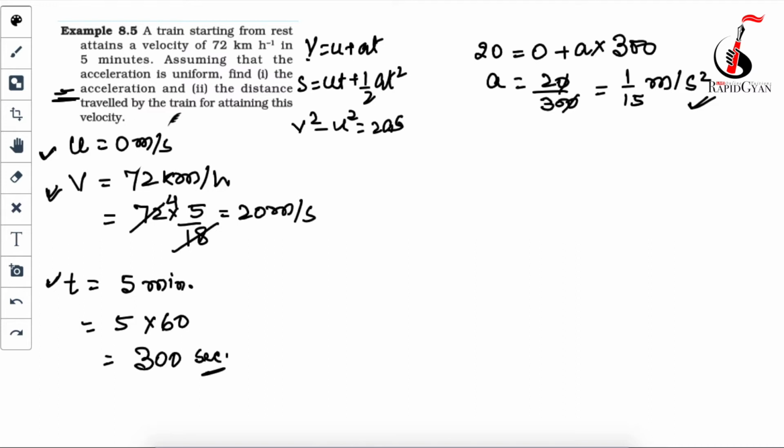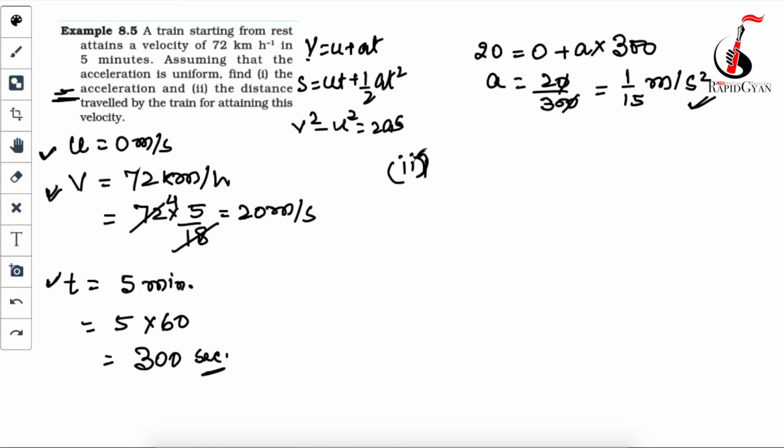Okay. Now what is the second part of this question saying? The second part of this question is asking for the distance traveled by the train for attaining this velocity, means you will have to find the value of s.